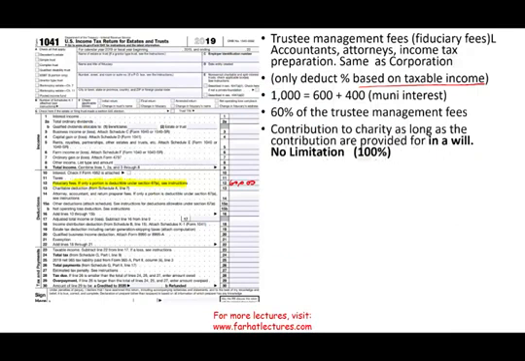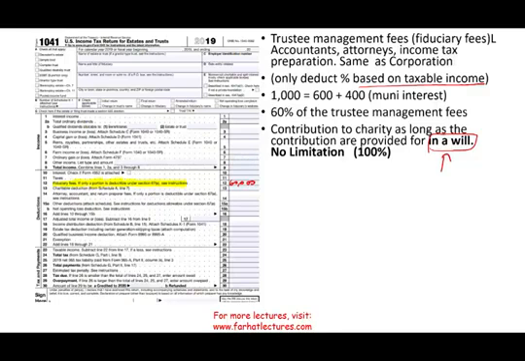Let's talk about contribution to charity. Contribution to charity is 100% deductible, as long as it's provided in a will. In other words, the grantor, the person that created the fund, or the decedent, the person that passed away, said, I would like to give this amount to charity. So you cannot limit that contribution by anything. If you want to have $1 million in income and you want to deduct the whole thing in charities, that's fine. There's no limitation as long as it's in the will.